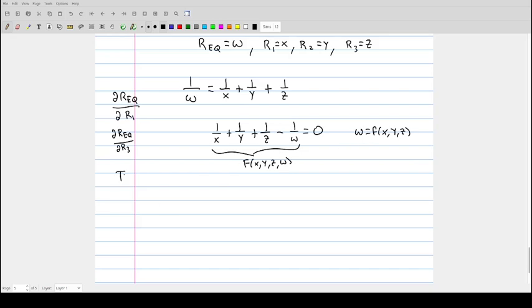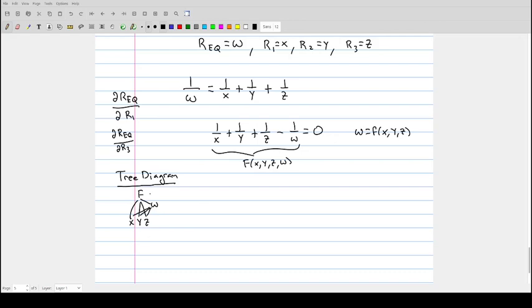The tree diagram for this example is given by: F depends on X, on Y, on Z, and on W. And W itself depends on X, on Y, and on Z.